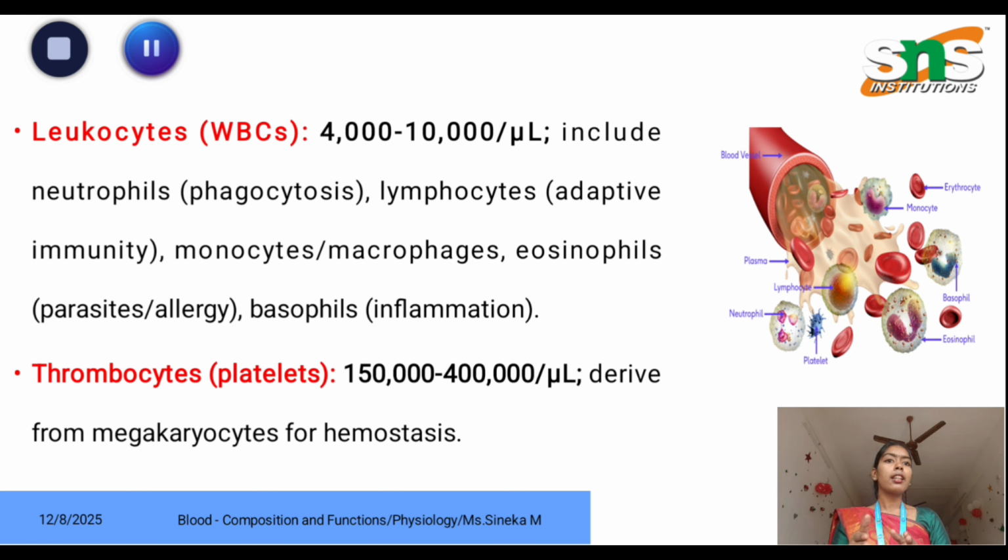In nucleocytes, there are different types of cells responsible for different types of functions such as phagocytosis, adaptive immunity, responding to allergy and responding to inflammation.